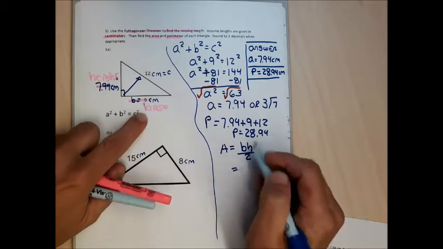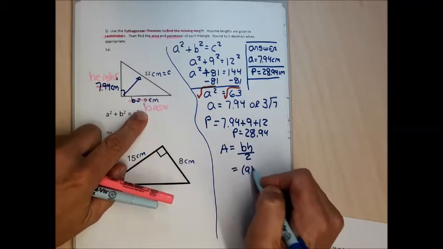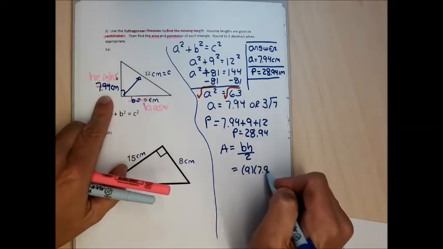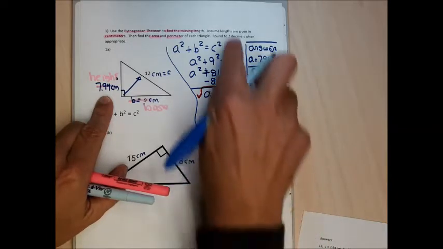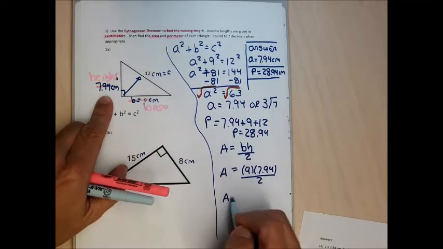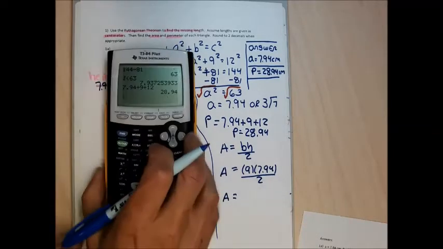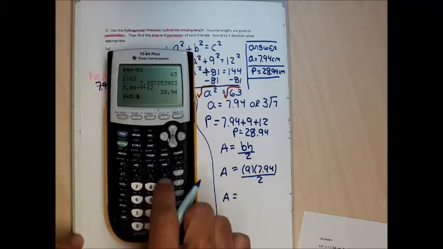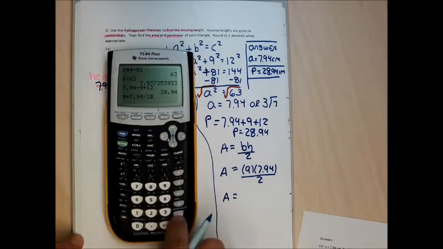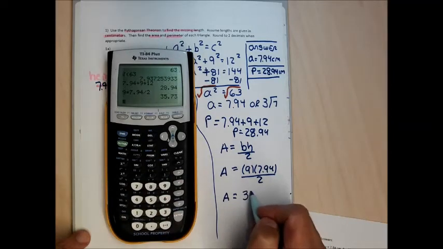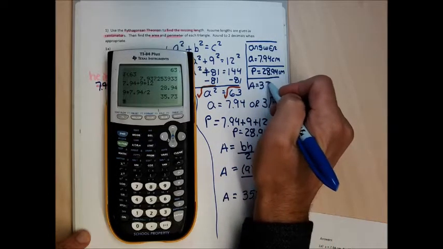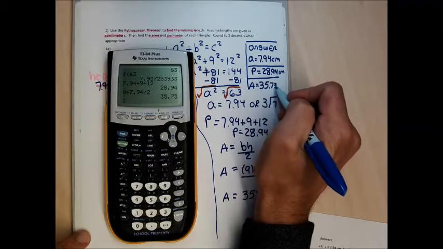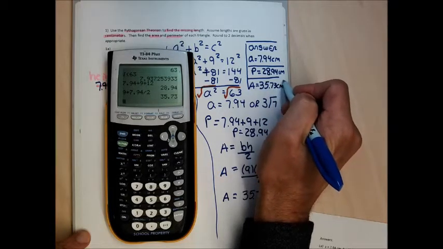And base is 9 centimeters. Height is 7.94 centimeters. And then over 2. I'm going to round to 2 decimals again because that's what the instructions tell me to do. So just simply 9 times 7.94 divided by 2. I get 35.73, and that's going to be the end of my answer once I get the right units attached to it. And the units I'm going to attach to it need to be square because it's area, and I'm going to write centimeters squared.